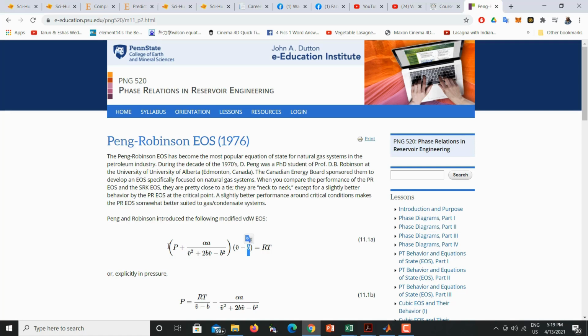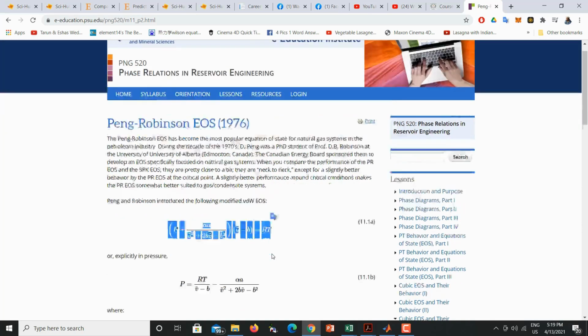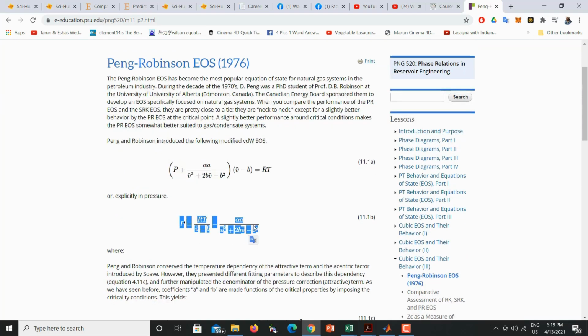So they are basically improving the ideal gas equation by including two terms. The first term represents the interaction between the molecules, and the other term represents the molecular volume. You can also rearrange this equation and write it in this form.